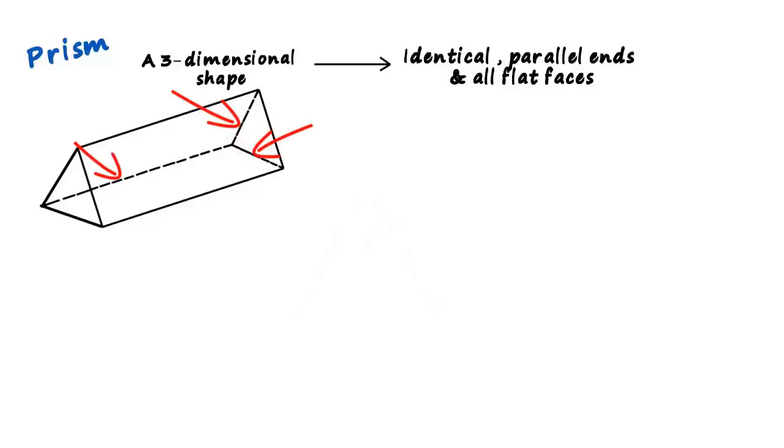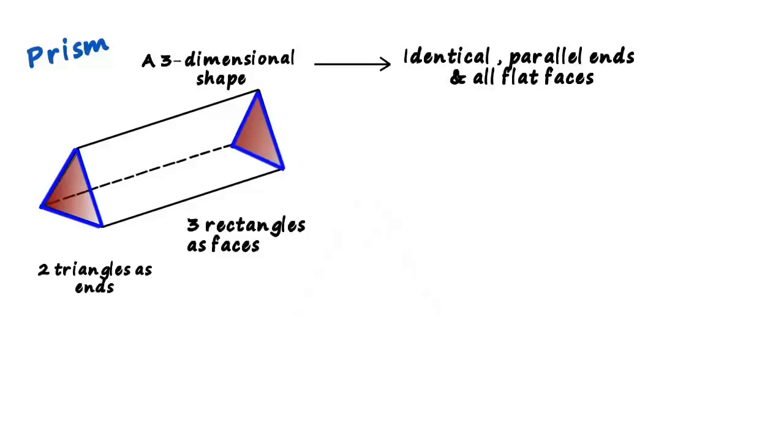Few of the lines are dotted because those are the lines that cannot be seen from this view. Look at the ends of this figure. It's a long figure with two ends. Now let me color the two ends for you. This figure has two triangles at its ends, and it has three rectangles as faces. This one in the front, one at the back, and one at the bottom.